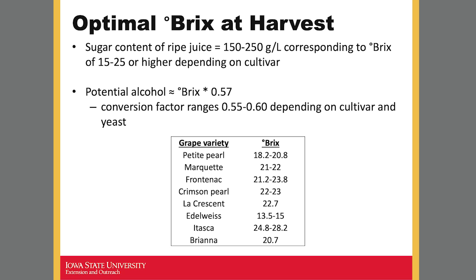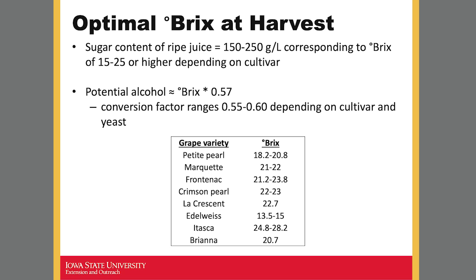So if we take our degree Brix and multiply that by 0.57, we can get an estimate for the amount of alcohol. And that conversion factor will change a little bit depending on the cultivar and the yeast that you use. That conversion rate of sugar to alcohol does change a little bit depending on what else is going on in the fermentation. But 0.57 is a good average.